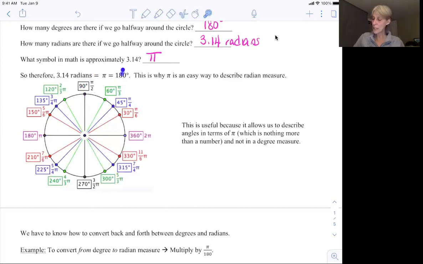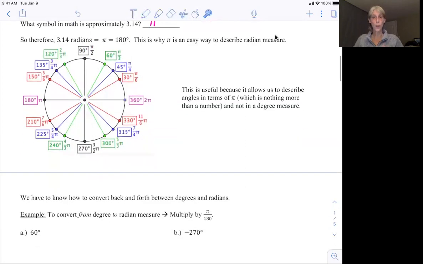Now, you studied this unit circle last year. We're not going to make this a huge focus of this course, but you should have an understanding. And hopefully after we talk about things over the course of a few days, you will.